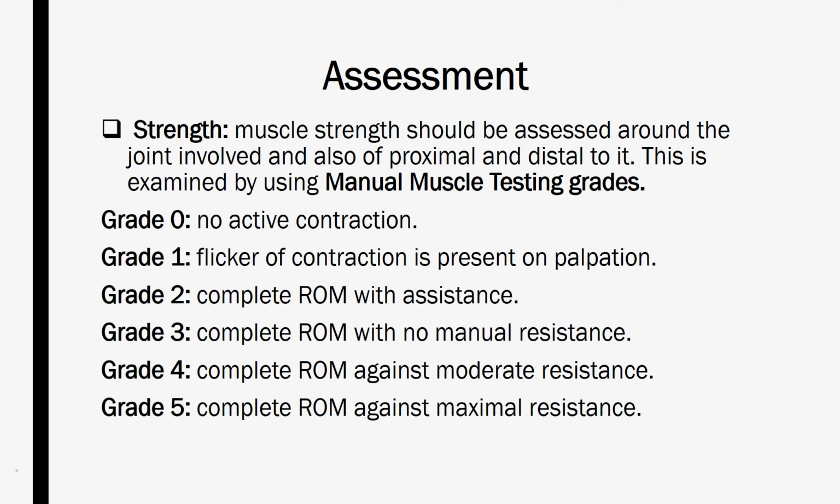In motor assessment, next is strength. Muscle strength should be assessed around the joint involved and also proximal and distal to it. It is examined by using manual muscle testing grades or MMT grades. Grade 0, no active contraction is seen or observed. Grade 1, flicker of contraction is present on palpation. Grade 2, complete range of motion with assistance. Grade 3, complete range of motion with no manual resistance. Grade 4, complete range of motion against moderate resistance. Grade 5, complete range of motion against maximum resistance.